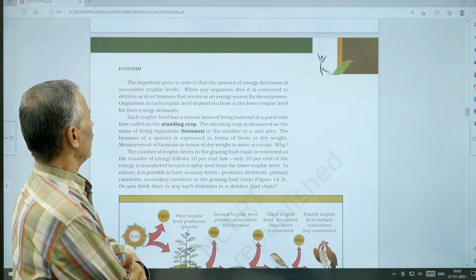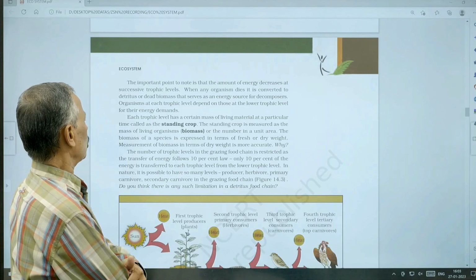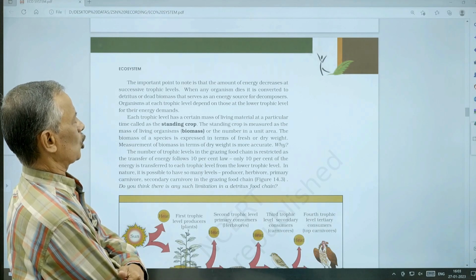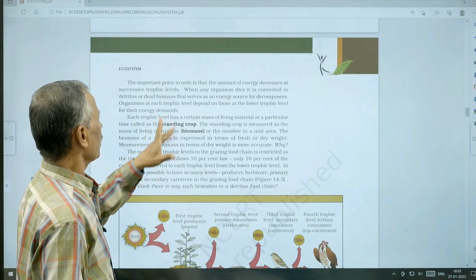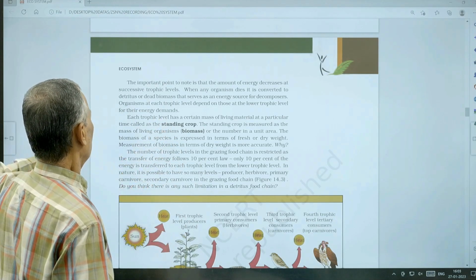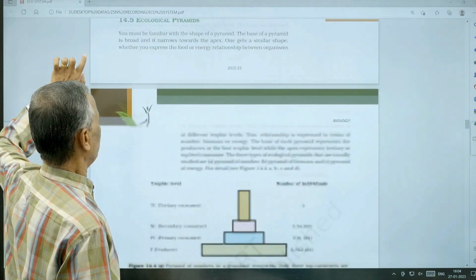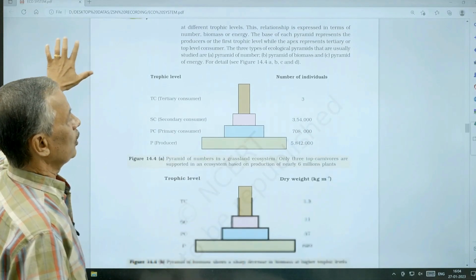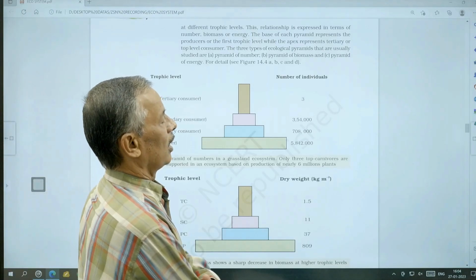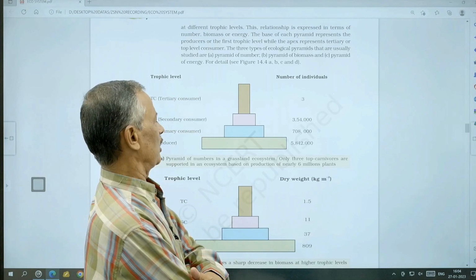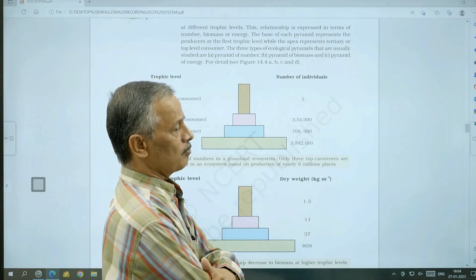In each trophic level, there will be a certain mass of living material at a particular time, which is called standing crop. So it is the energy that is reaching the trophic level that determines the biomass, that is the standing crop. And the ecological pyramids are giving you a clear idea regarding the nature of the relation between these different trophic levels in an ecosystem. This is a pyramid of number.